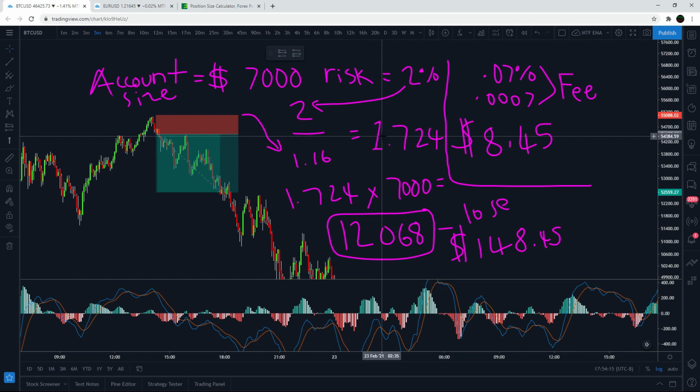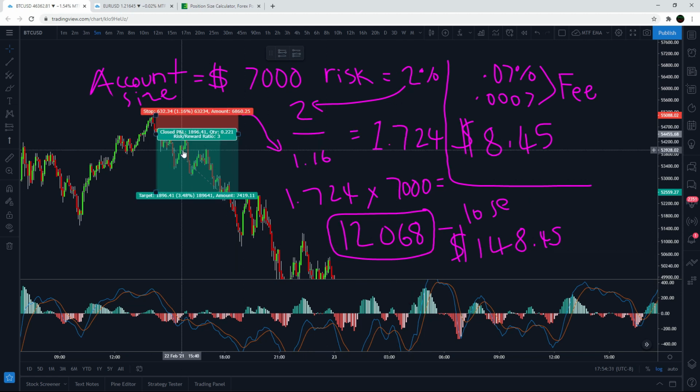We take this figure, multiply it by our account size. So this is going to give us our position size. So 1.724 times 7,000 is 12,068. That's our position size if we want to risk 2% of our account on this trade, not including a fee.